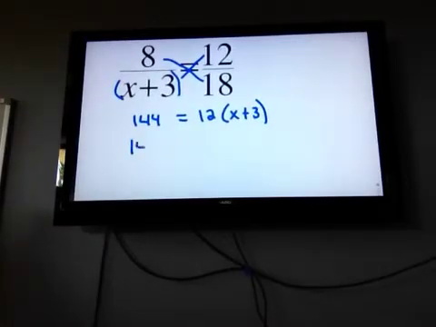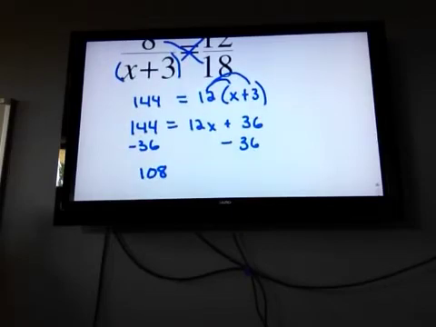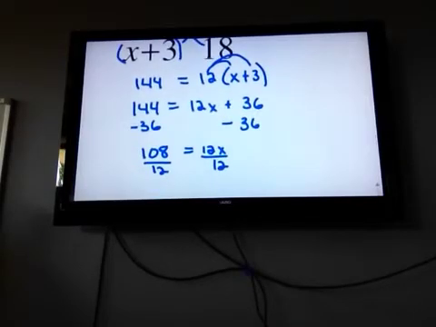So 144 equals 12 times x is 12x. 12 times 3 is 36. Continue solving, so subtract 36. So 144 minus 36, and I get 108 equals 12x, and then divide by 12. And x equals 9.